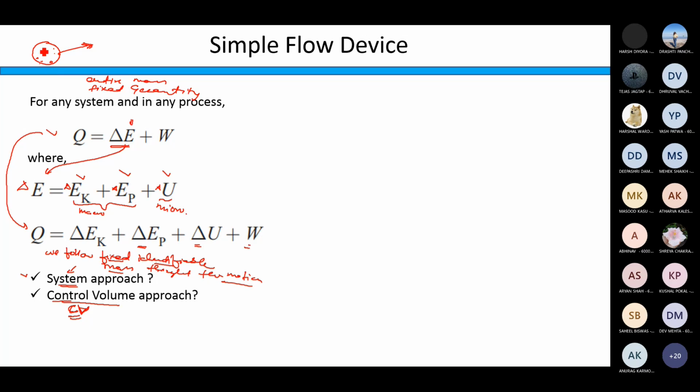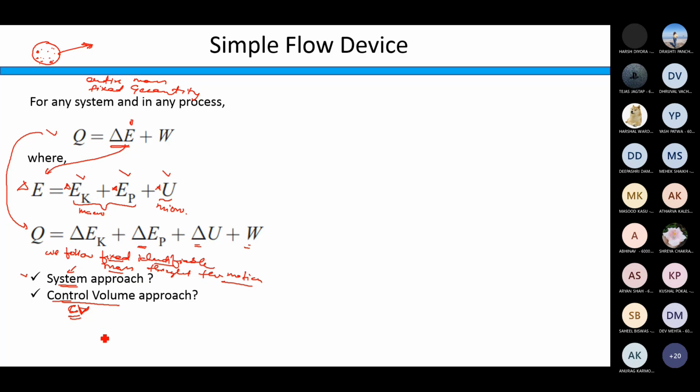It is very easy to analyze this type of situation because you need not bother about each and every individual particle present in the ball. You are applying the whole expression to the entire ball itself. Now, sometimes you cannot directly apply the system approach as it is, so we have to think about the second approach, which is the control volume approach.